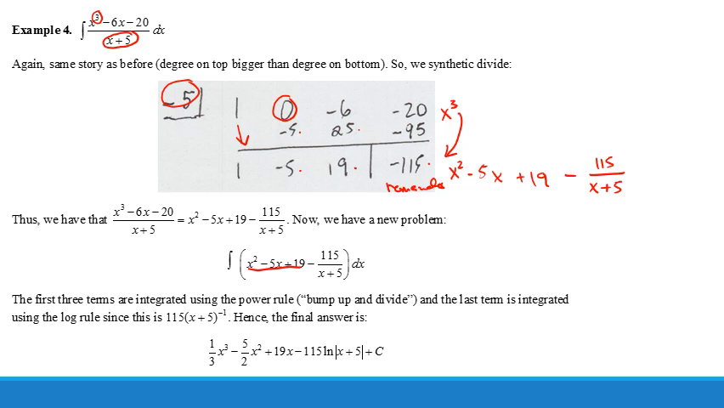Okay, so we turn the problem into something much easier. And so these first three terms, I'm just going to integrate like normal using the power rule. Okay, so that's how I got 1/3 x cubed minus 5x squared plus 19x. And then again, similarly to the last problem, this right here is going to fit the log rule because the denominator is bigger degree by 1. So this is going to be 115 times x plus 5 to the minus 1 power. And so that's going to be 115 when I take the antiderivative, natural log of the absolute value of x plus 5.